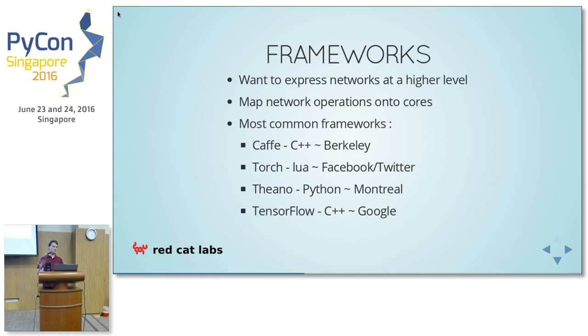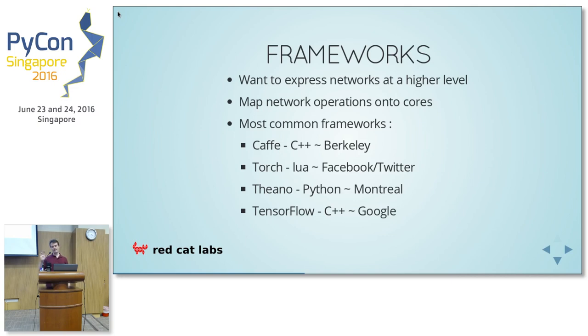There are, I would say, four big ones now. It suffers from a JavaScript framework kind of problem. Everyone wants to do their own. Caffe was one of the fairly early ones. It's used a lot for vision. There's Torch, which has Facebook and Twitter as big supporters. Caffe is very C++-ish. Torch has a kind of a Lua interface.